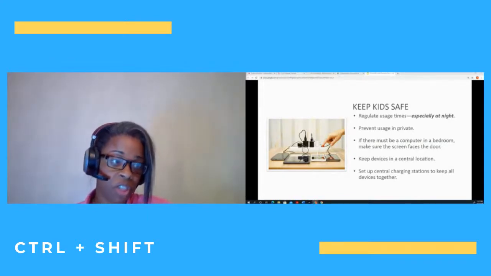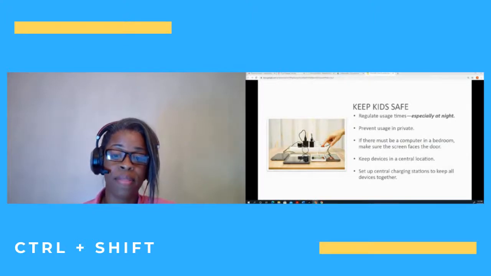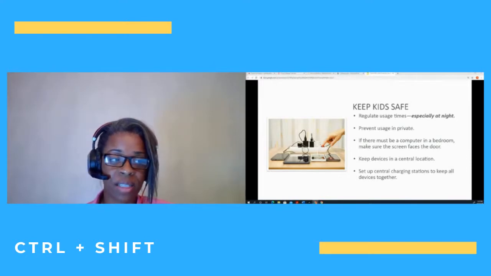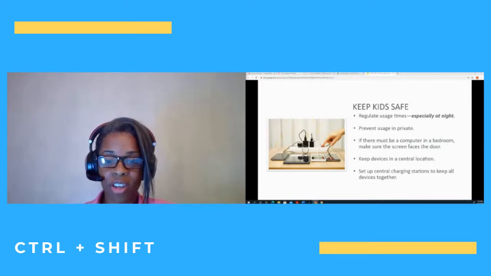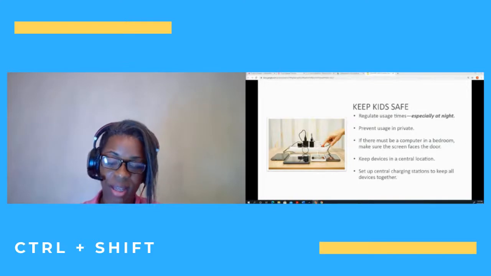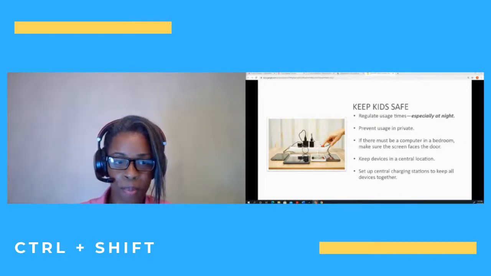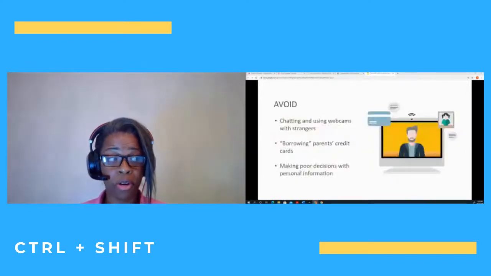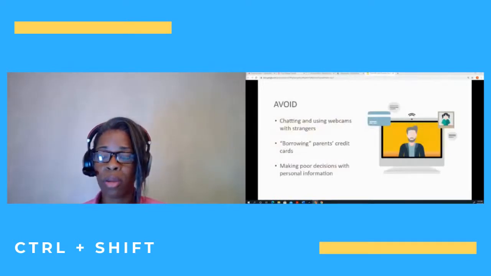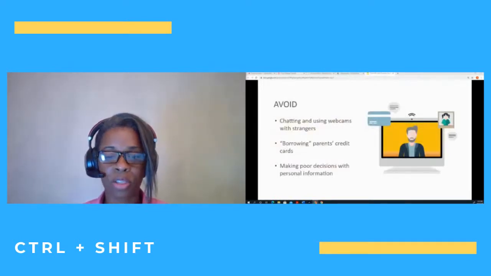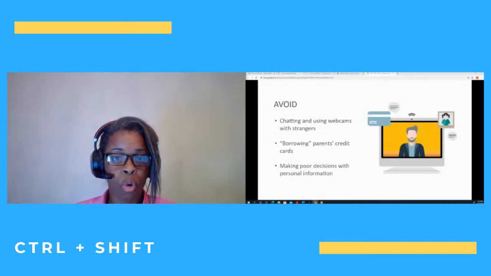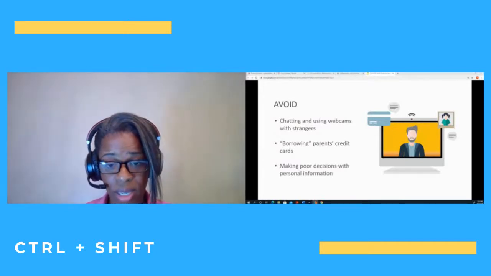But if children must use a computer in the bedroom, make sure that they're using the computer where if you walk by, you can see if something crazy is going on. Keep devices in a central location, and then set up central charging stations, because when they need to charge it, everybody has to bring everything out at night, and that encourages them to kind of take a break from it. So you want to avoid kids in chat rooms that are unmonitored by adults. Why? Because an adult can present themselves as though they're a sixth grade girl and start chatting with your sixth grade daughter, which is not what you want. So it's important to make sure you talk to these kids about positive ways to use technology.